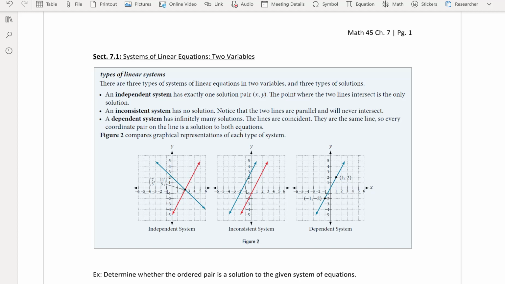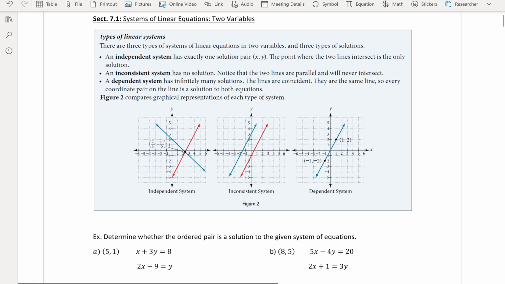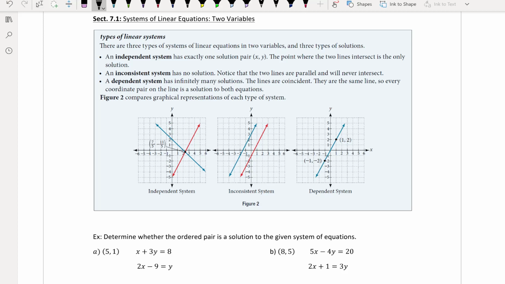Whenever you have two lines, when you graph them, you have three different outcomes that can take place. Either it's independent, meaning the two lines cross at a single point. That single point is the solution, therefore it's independent. We can also say that the system is consistent. And inconsistent means that there are parallel lines, so the lines do not meet, so there's actually no solution.